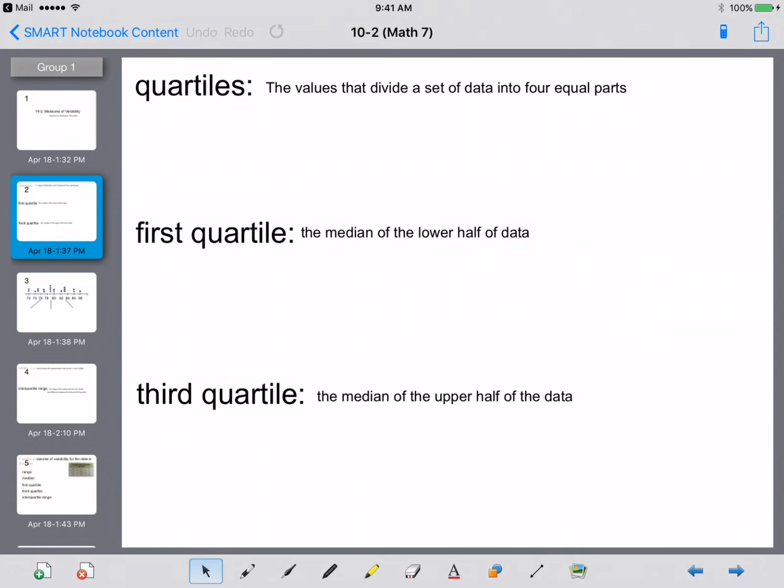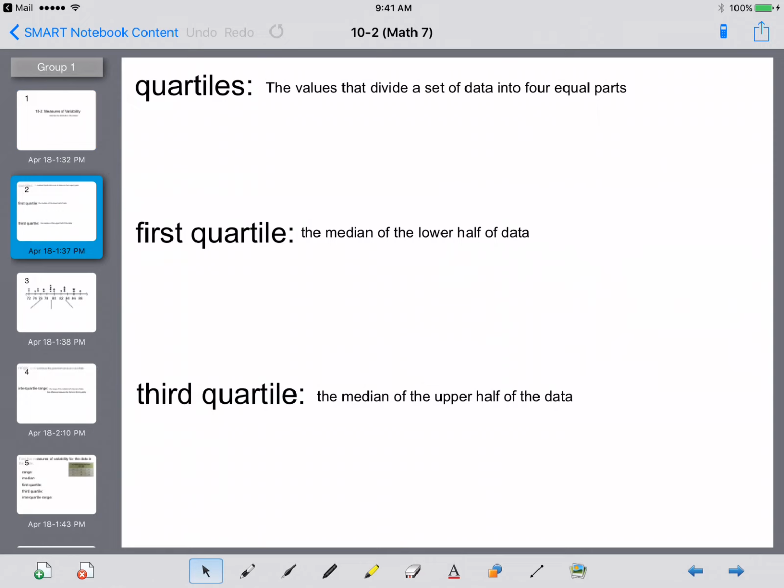So some words that you need to know are one of them being quartiles. And when you hear quartiles, you hear the word quart, which is like quarter. So it's the values that divide a set of data into 4 equal parts. So there's 4 quartiles in a set of data. Your first quartile is the median or the middle of the lower half of data. And the third quartile is the median or the middle of the upper half of the data.